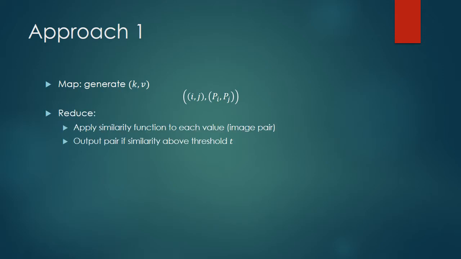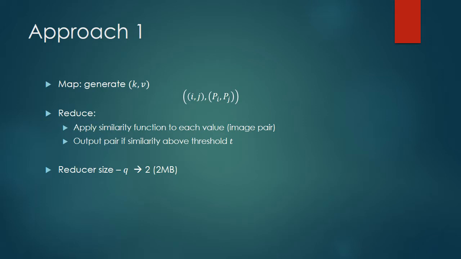Reduce is also reasonably simple. Apply the similarity function to each value, and output the pair if the similarity is above the threshold. This is embarrassingly easy to parallelize. But now let's look at the matrix we talked about. What is the reducer size? It's 2, right? In terms of memory, that's 2 MB because the value is going to be 2 images. This is a very small reducer size, which means that the level of parallelism is very high.